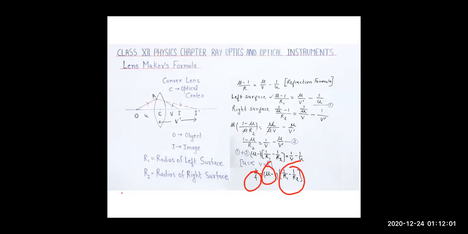To design the lens of the suitable focal length, they can use the suitable material of the lens having the refractive index they need, and they can select the suitable radius of curvature. So the companies know the refractive index of the material, they know the radius of curvature of the two surfaces, so they will calculate the focal length using the lens maker's formula.